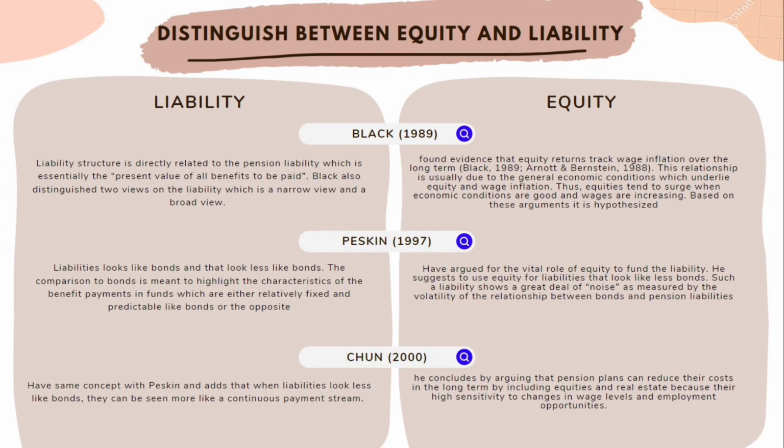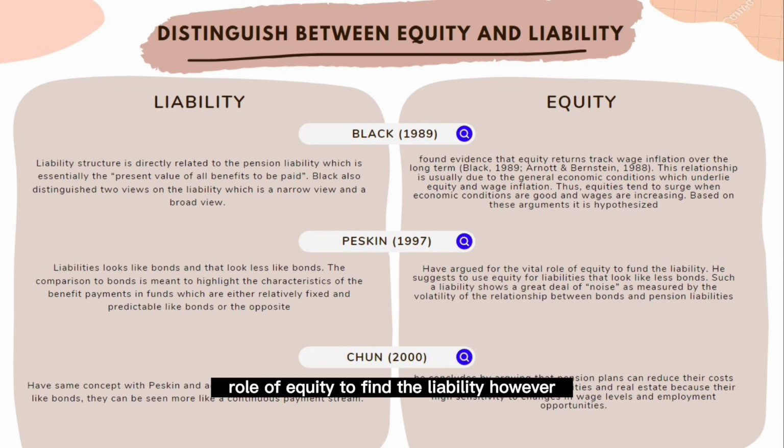For Peskin 1997, he also argues for the vital role of equity to fund the liability. However, he drew back on the importance of distinguishing between liabilities depending on how much they look like bonds. Therefore, he suggests using equity for liabilities that look less like bonds. Such liabilities show a great deal of noise, as measured by the volatility of the relationship between bonds and pension liability. Also, Peskin adds that the growth in workforce is an important determinant of equity exposure.